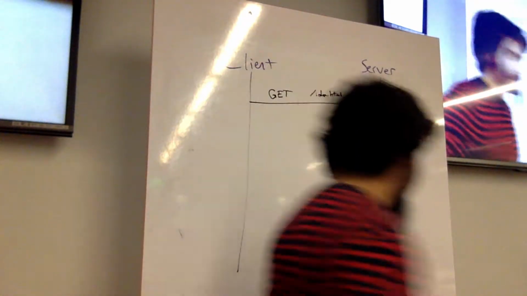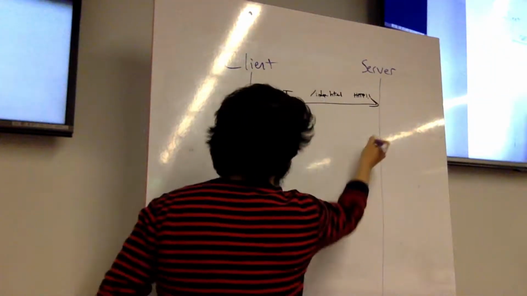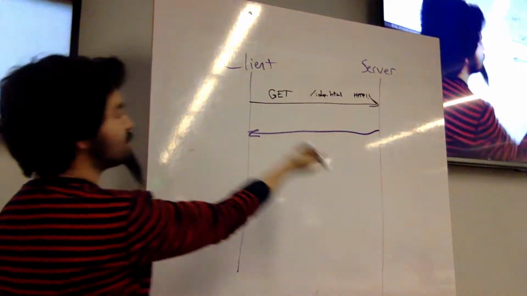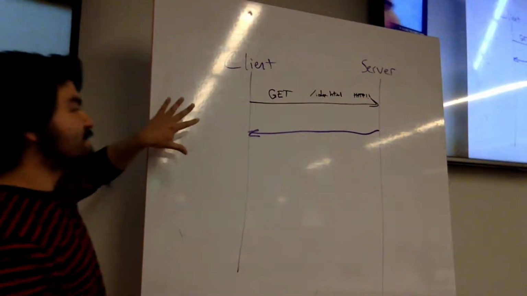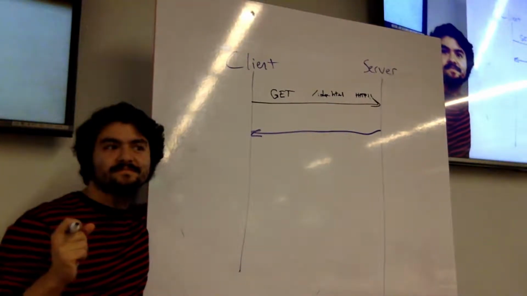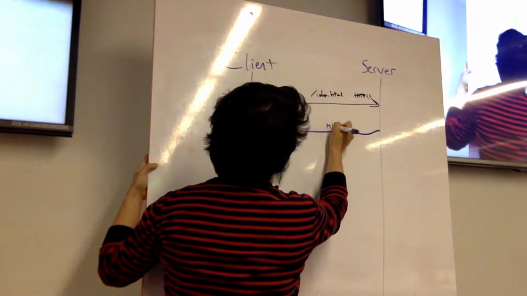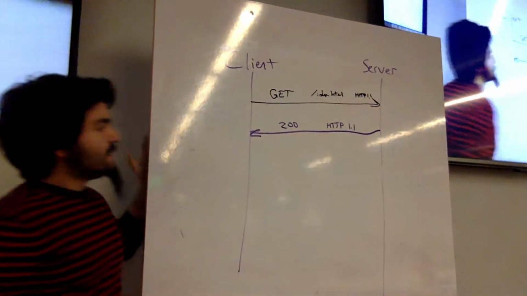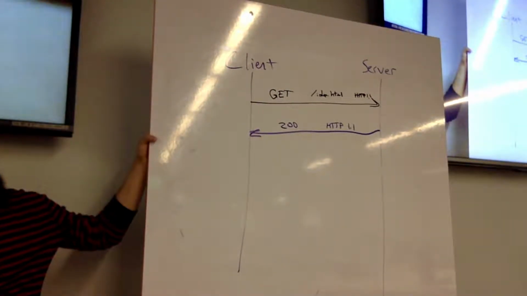Now the server is going to respond with the contents of the document that was being requested. So if this is a successful response, what is the status code? 200. And then we'll say HTTP 1.1. We'll say there are no headers. What would the body of this request be? Think about it for 10 seconds. What's the body of this request?